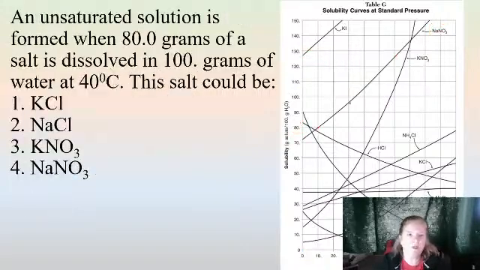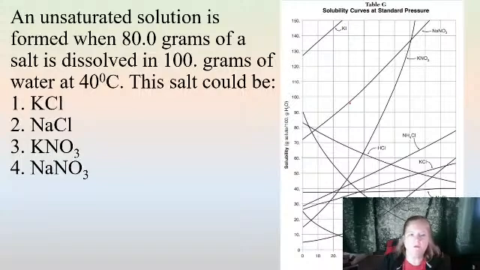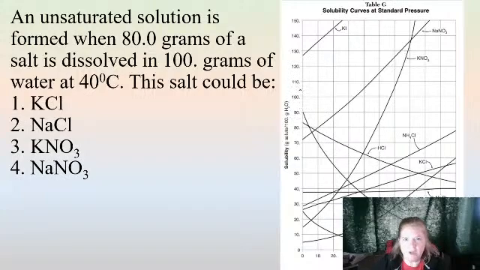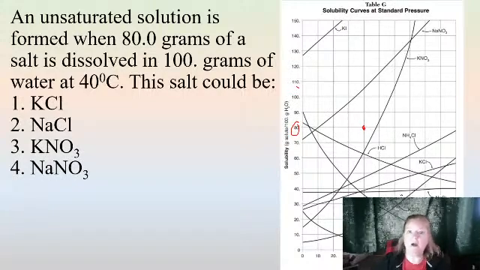All right, an unsaturated solution is formed when 80 grams of a salt is dissolved in 100 grams of water. This salt could be, so here at 40 degrees Celsius, 100 grams of water, beautiful, but 80 grams of this, so right here. So this point needs to be unsaturated. That means it has to be under a line. Well, it's literally only under 2 lines. And yeah, one of them is NaNO3.